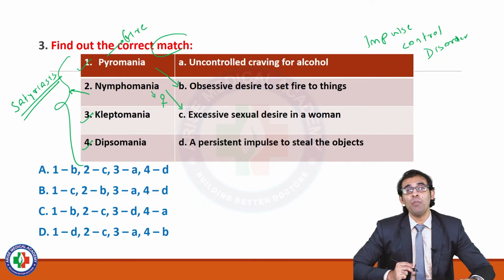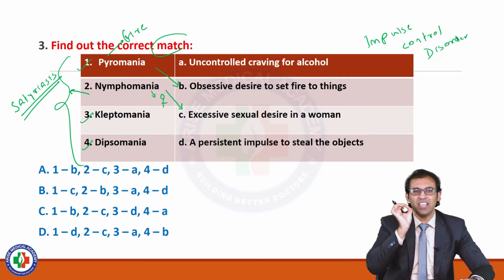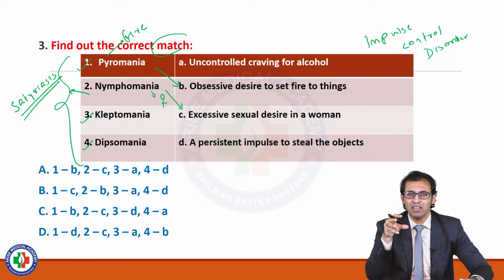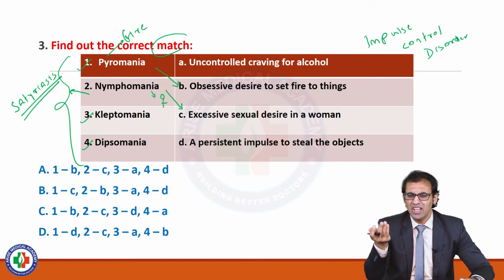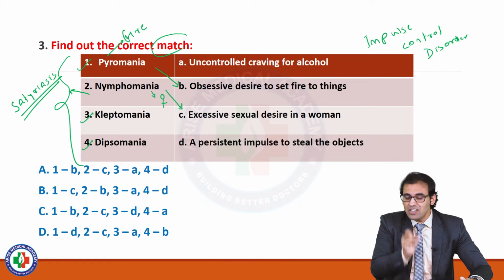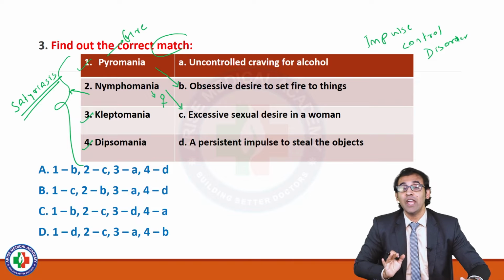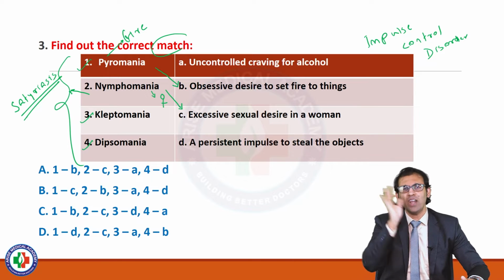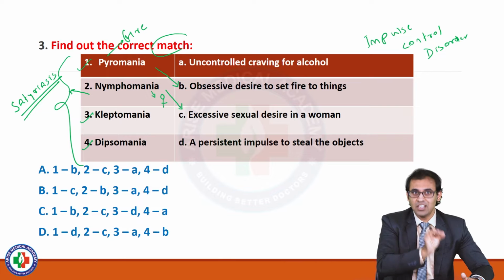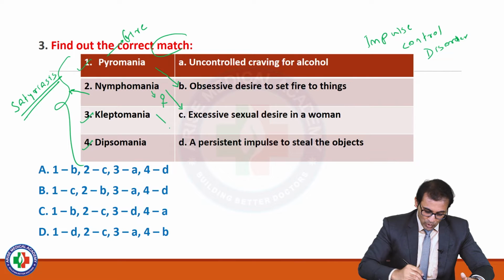Now, kleptomania: irresistible desire to steal something. When I talk about stealing something, it does not mean that the thing should be very expensive. Even this can be a tissue paper. So here you cannot say robbery is also a type of kleptomania. The patient has an irresistible urge to steal something, even if it is a pen, pencil, or tissue paper. He or she has the irresistible desire to steal it. This is kleptomania.